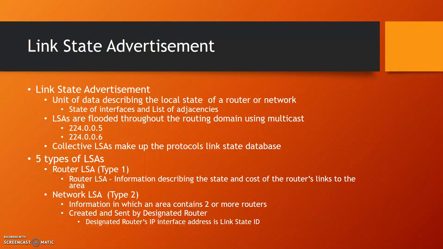So there are 5 types of LSAs. Type 1 is the router LSA. It's information describing the state and cost of the router's links to the area. Cost is another term for the metric that OSPF uses. Then there are the network LSAs, which are type 2. It is information in which an area contains 2 or more routers, and these are created and sent by the designated router.